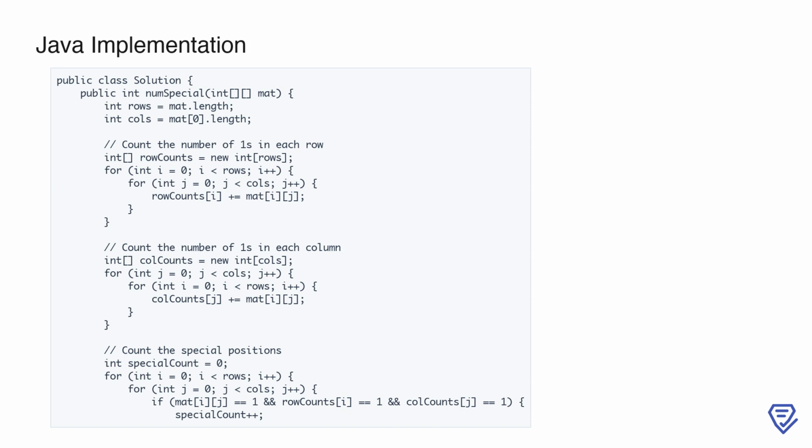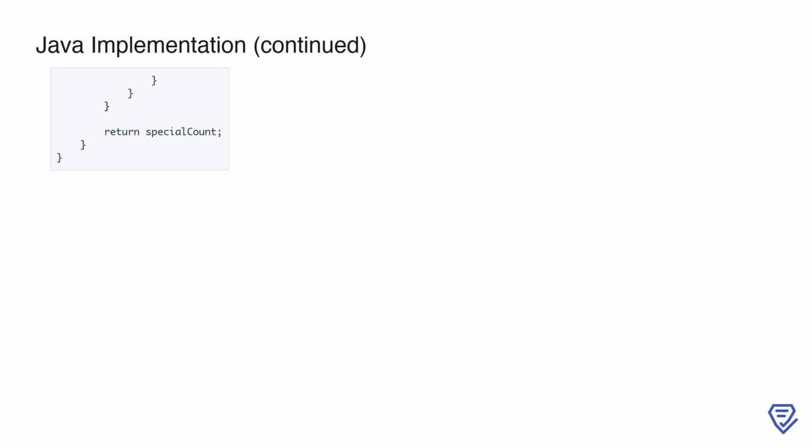Finally, we initialize a variable specialCount to 0, which will keep track of the number of special positions in the matrix. A special position is a cell with the value 1, where the row and column both contain exactly 1 one. To identify these special positions, we iterate through every cell in the matrix again. For each cell, we check if it contains the value 1. If it does, we then verify if the corresponding rowCounts and colCounts are both equal to 1. If all these conditions are satisfied, it means the cell is a special position, so we increment the specialCount by 1.